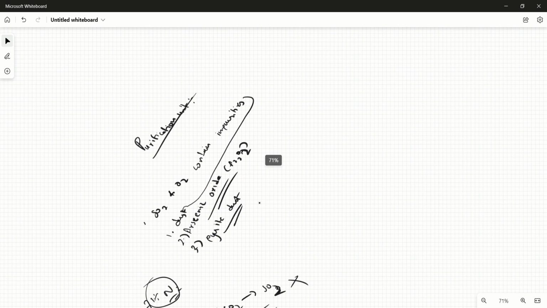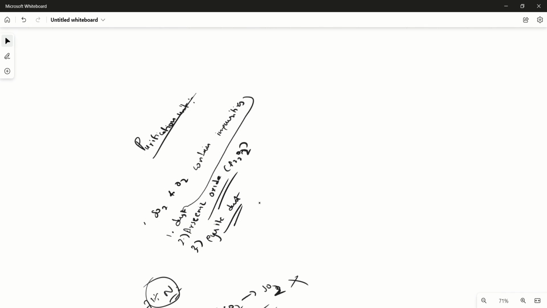So the main impurities are pyrite dust and arsenic oxide. Then why do we remove these impurities? Why is it so harmful if the impurities are not removed? If the impurities are not removed, they tend to deactivate or poison the catalyst, and thereby reduce efficiency.